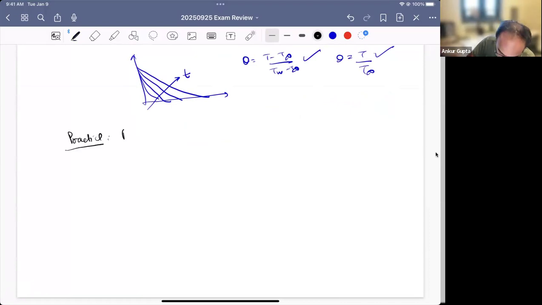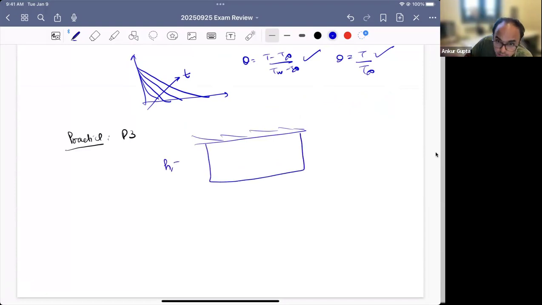So this was problem 3. We have this block, and this is T wall here, and then we have h, T naught on the other three sides. Then we have y equal to W, this is y equal to 0, and then we have x equal to 0 and x equal to L.